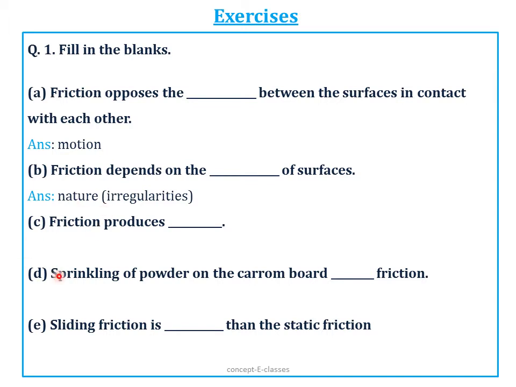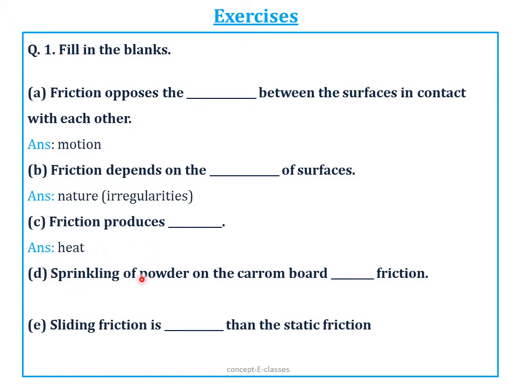C. Friction produces dash. Friction produces heat. We know that if we try rubbing our palms together vigorously, we can feel heat between our palms. Similarly, when a matchstick is rubbed against a rough surface, it catches fire. So it is also a form of heat. Hence, we can say that friction produces heat.